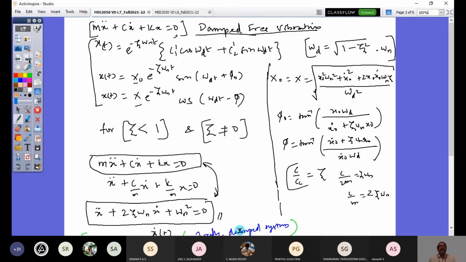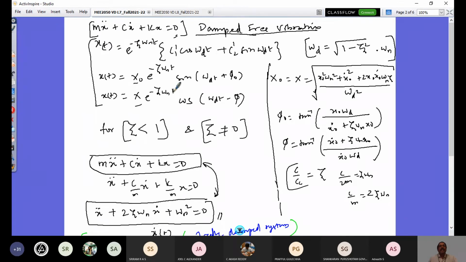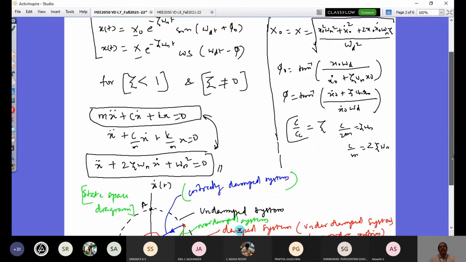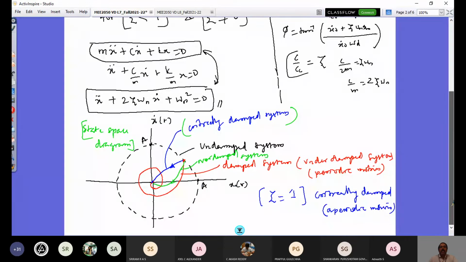And last class we started with damped free vibration of the system, where the governing equation is represented by m x double dot plus c x dot plus k x equal to 0. The solution of that can be of any of these three forms. Here we were able to represent all our vibration classifications in one picture, called the state space diagram or phasor diagram, representing the variation of velocity vector as a function of displacement vector.